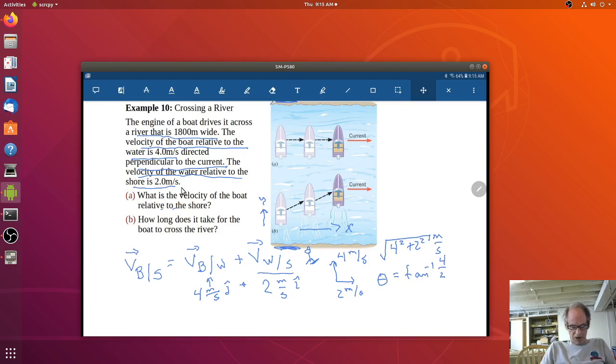So that's how fast it's going, and what direction it's moving. That's the direction that the boat's moving with respect to the shore. So the boat, even though this guy is aiming straight across the lake here, the boat's following a path like this. And the angle is the inverse tangent of 4 over 2. And he's moving at this speed.